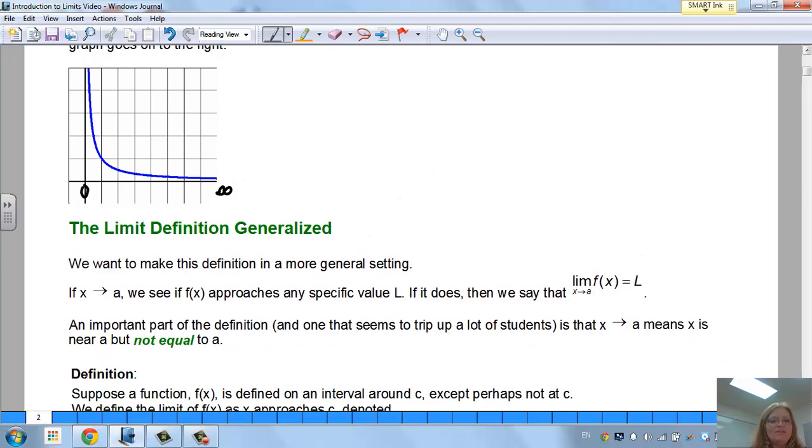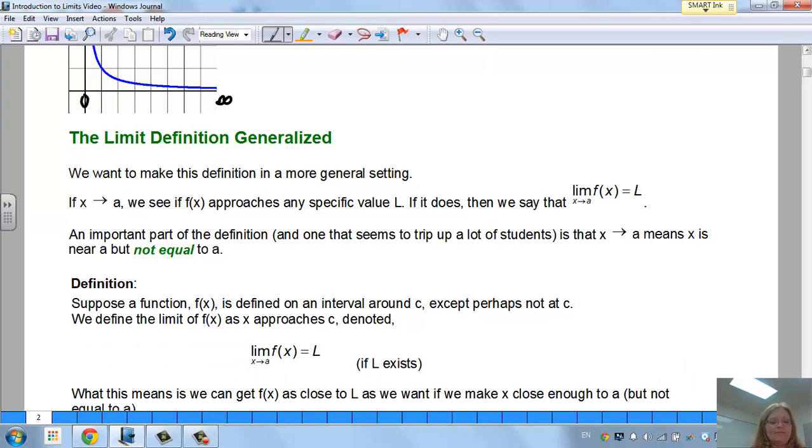Now, we want to make this definition in a more general setting. As x approaches a, we can see f of x approaches any specific value, L. So L stands for limit. So we can say as x approaches a, so there is our direction, wherever that wants us to go, of our function. Whatever I come up with that it's approaching is your limit.